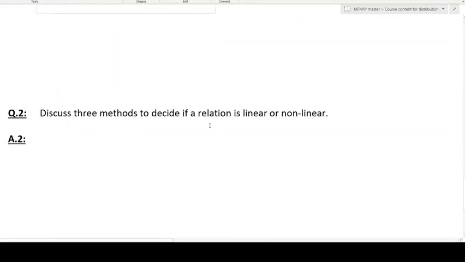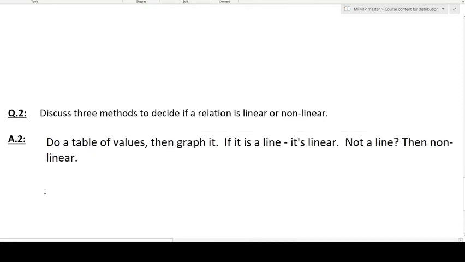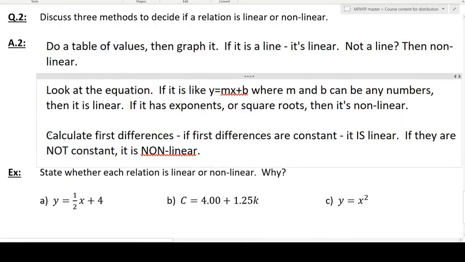Discuss 3 methods to decide if a relation is linear or non-linear. So the first thing would be to do a table of values and graph it. If it is a line, it's linear. If it's not a line, then it's non-linear. The second thing will be to look at the equation. If it is like y equals mx plus b, where m and b can be any numbers, then it is linear. If it has exponents or square roots, then it's non-linear. The third thing to do would be to calculate first differences. If first differences are constant, it is linear. If they are not constant, it is non-linear.